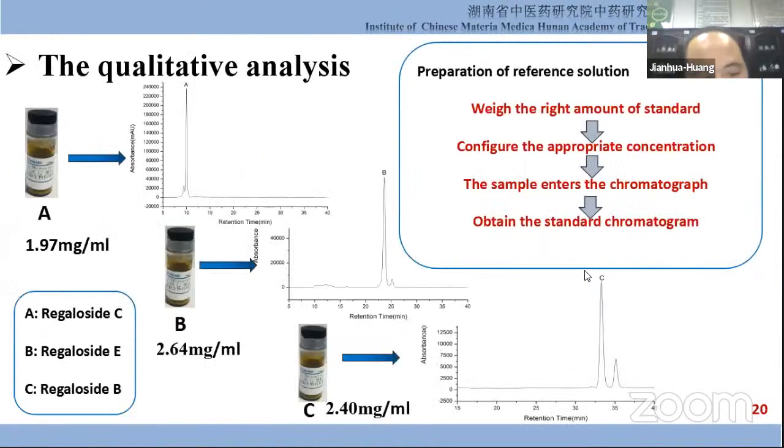Okay, after watching the videos, we have a simple understanding of how to operate the HPLC analysis. But for this, we will introduce to you the qualitative analysis by using HPLC. Normally, there are 3 references, A, B, C, and we weigh the right amount of standards and configure the appropriate concentration like this, and the samples will be injected into the HPLC analysis system. Then we will get the chromatogram for reference A, B, C as step 1.